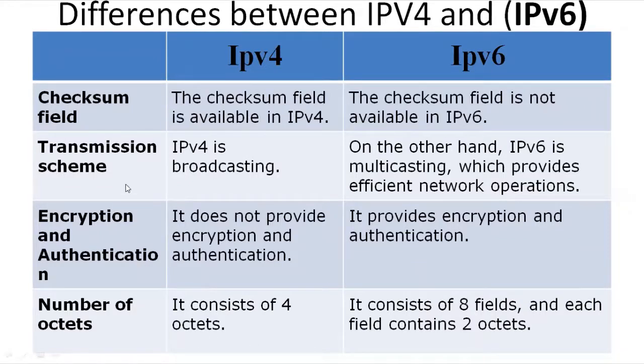And then the transmission scheme. IP version 4 is broadcasting. Here IP version 6 is multicasting. It provides a different network operation. That means IP version 4 supports unicasting, broadcasting, multicasting also. Encryption and authentication: IP version 4 does not provide encryption and authentication, but here IP version 6 provides encryption.